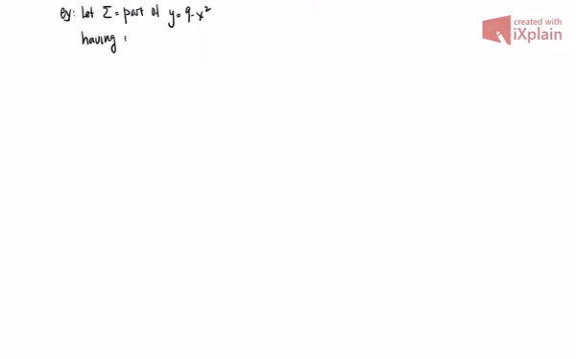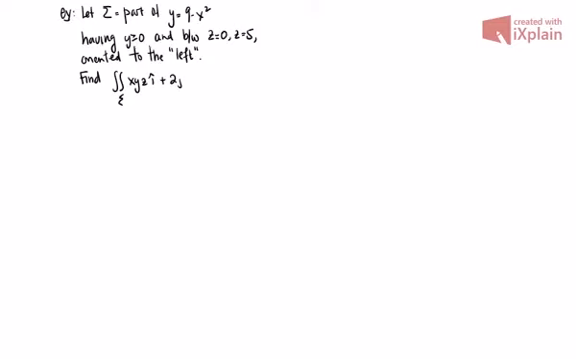Having, say, y greater than or equal to 0, and between z equals 0 and z equals 5, oriented to the left. Again, I'll put that in quotes because it's not exactly going to be left, that's just to help us see. We'll find the integral over sigma. Let's do something really easy: xyz i plus 2j plus xk.